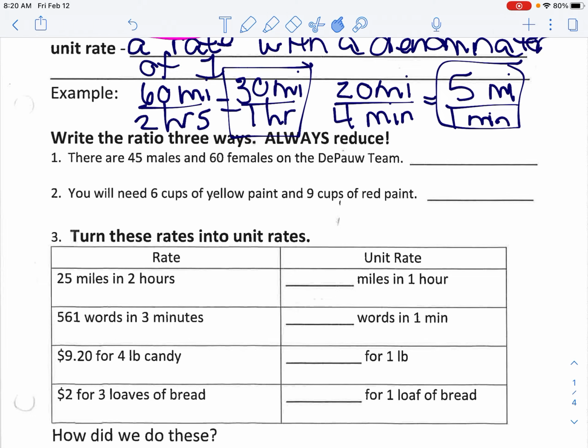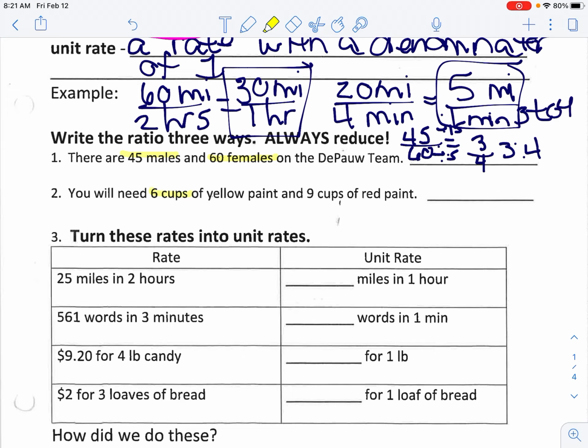All right, write the ratio in 3 different ways. Always reduce. There are 45 males and 60 females on the DePauw team. So first we're going to put 45 to 60. That is not reduced. So the greatest common factor of 45 and 60 is 15. So if I divide my numerator by 15, I get 3. And I divide my denominator by 15, I get 4. It says write it in 3 ways: 3:4, 3/4, and 3 to 4.